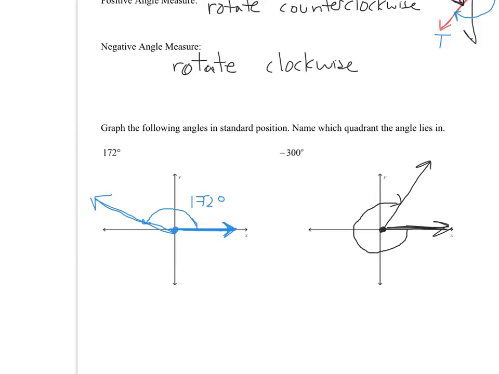You'll notice it says name which quadrant the angle lies in. When we say that, we just basically say what quadrant it ends up in. So this one ends up in 1, and this one ends up in 2. So using standard position angles, we can really talk about any kind of angle we want, as big as we want, as small as we want.